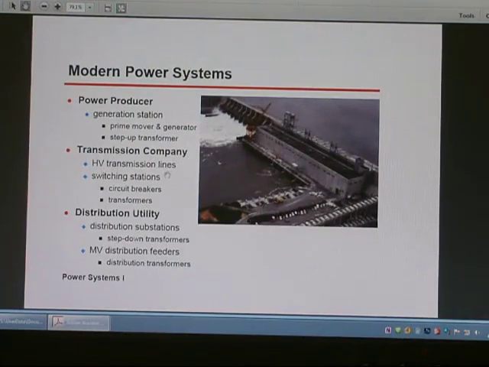In the meantime, there is a switching station. The switching stations include the circuit breakers and the transformers. They switch the line from one network to another network. Then the distribution utilities: this station includes the distribution stations with step-down transformers. High power is stepped down to low power and distributed to the consumer load. The medium voltage distribution feeders are connected to the consumer load, providing the power to the consumer load. In this case, it also includes the distribution transformer.